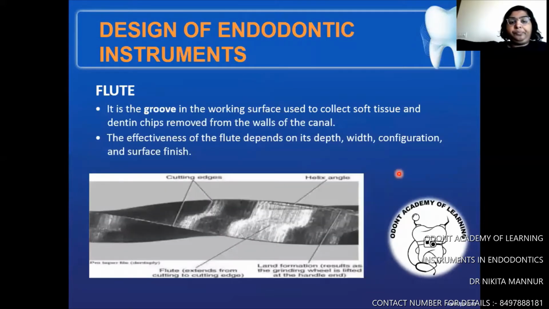Coming to the flute. Flute is basically this groove on the surface which collects the soft tissue debris which is removed from the canal wall. So when you introduce a file into the canal and when you're taking it out, the area where you see the debris has been collected is nothing but the flute. The effectiveness of the flute depends on the depth, width, configuration, and surface finish. So these two here are the cutting edges, and this area in between, the flat area, is the flute, which extends from one cutting edge to another.